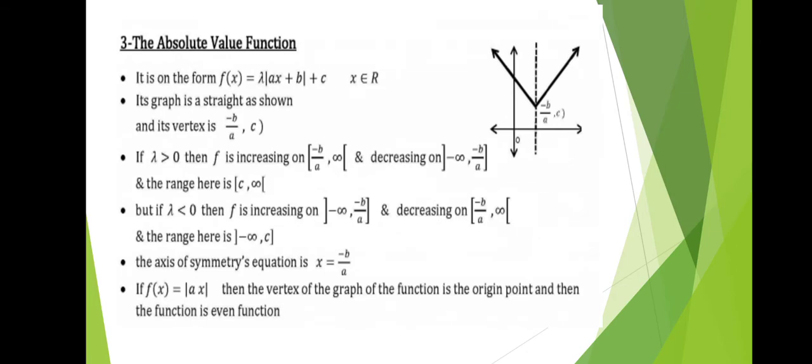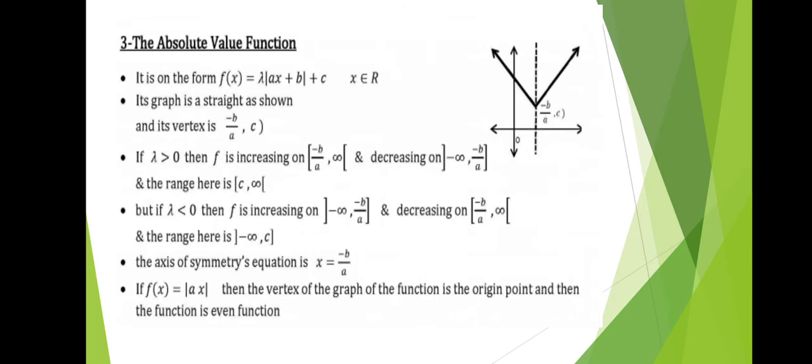The absolute value function is of the form f of x equals lambda absolute value of ax plus b, plus c, where x belongs to R. Its graph is a V shape as shown, and the vertex will be negative b over a and c. If lambda is greater than 0, the function is increasing on negative b over a and positive infinity, and decreasing on negative infinity till negative b over a, closed of course, and its range is c closed and positive infinity.